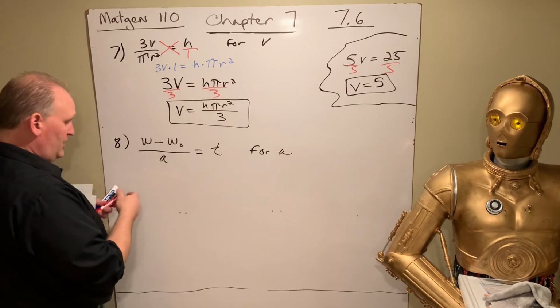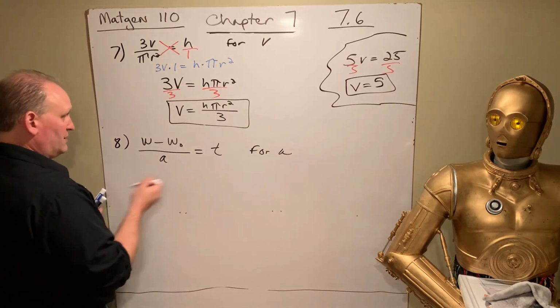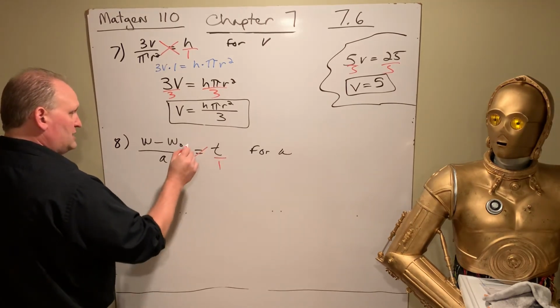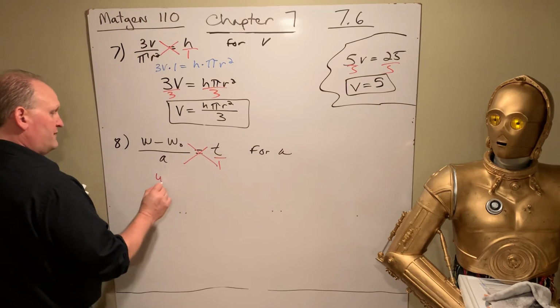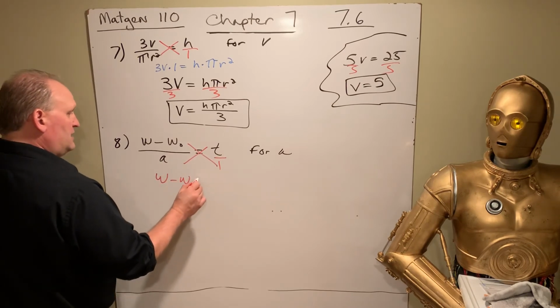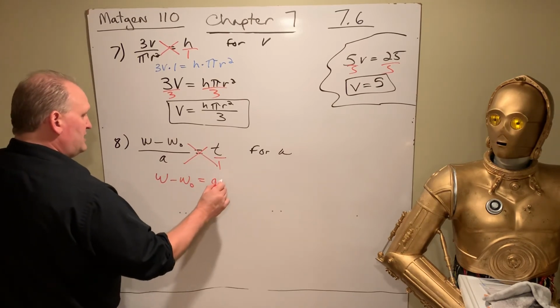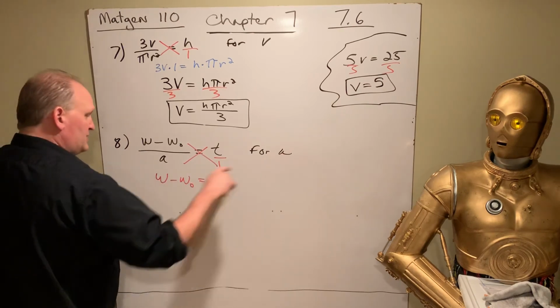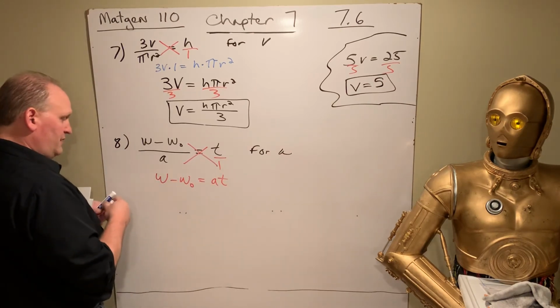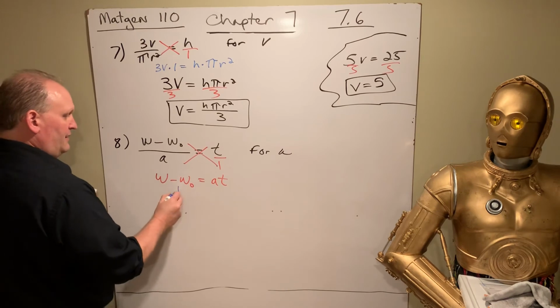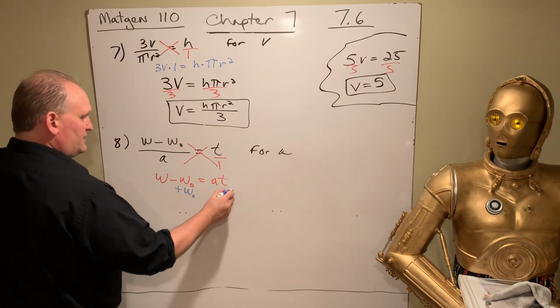We're going to do the same thing here. This one's actually a little easier. We're going to put that over 1. We're going to cross multiply and solve. So we have w minus w naught is equal to a times t, and they want me to solve for w, so they just want the variable isolated. You just have to add w naught to both sides.